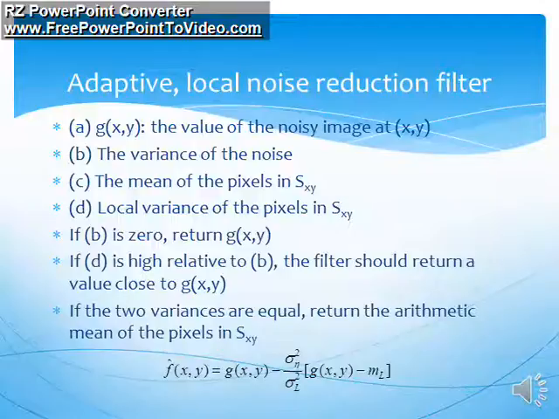If the two variances are equal, return the arithmetic mean of the pixels in Sxy, and the corresponding f cap(x,y) value has also been given, which is f cap(x,y) equals g(x,y) minus sigma squared n by sigma squared l times g(x,y) minus m l. So these are the several points you have to mention for designing an adaptive or local noise reduction filter.